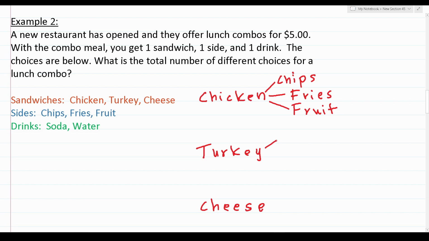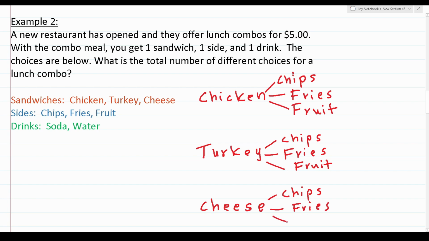So if we have a turkey sandwich, we can have chips, we can have fries, or we could have fruit as our sides. And then finally, if we have a cheese sandwich, we can have chips, fries, or fruit as sides. All right, so again, we know that we can also have soda or water as a drink.